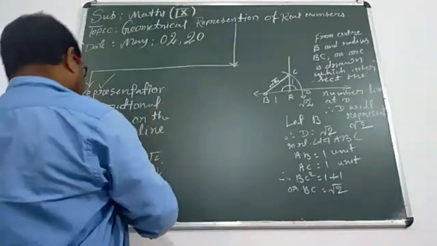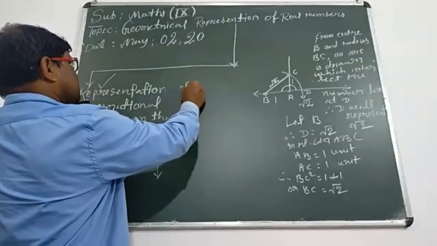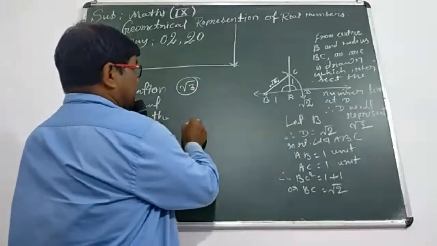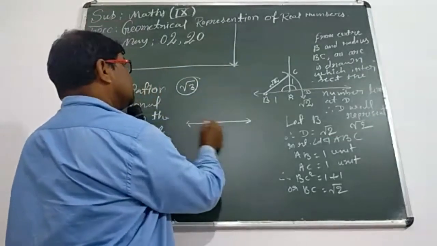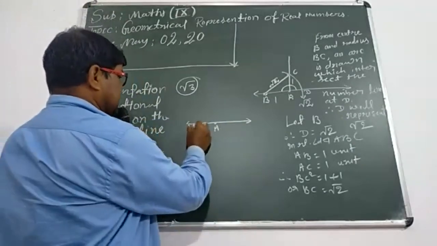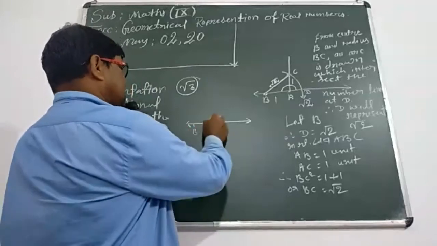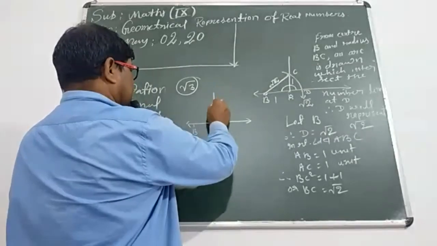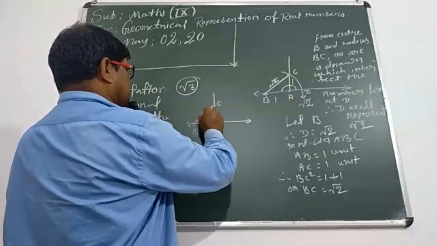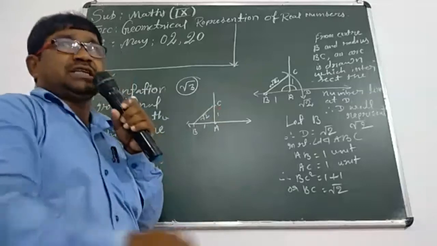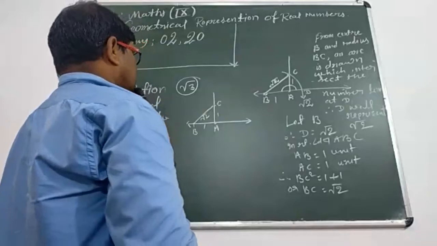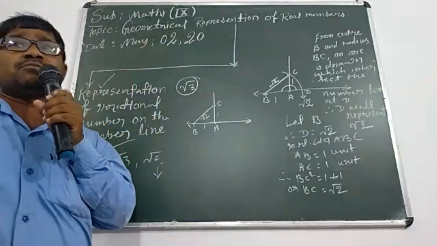Now, students, we should think about under root 3. How can we represent it? First, we will represent under root 2. Suppose that this is A, this is 1 unit B, this is the perpendicular 1 unit here C. Now 1 unit, so this is under root 2 unit in the same process. Now you want to represent under root 3.